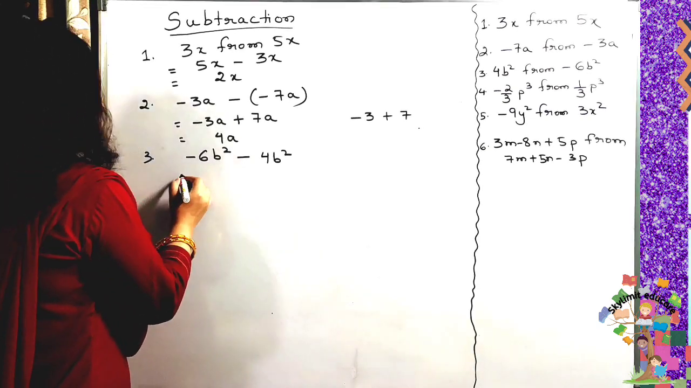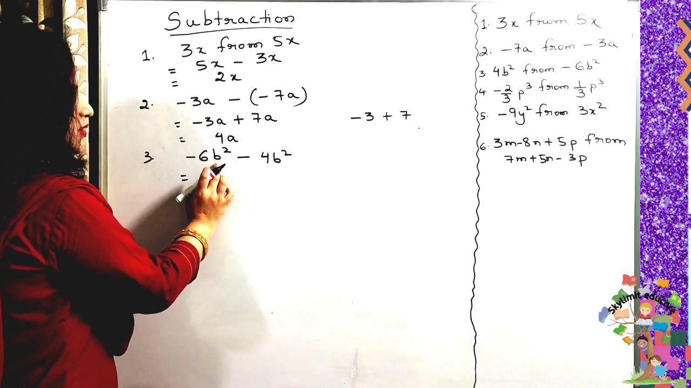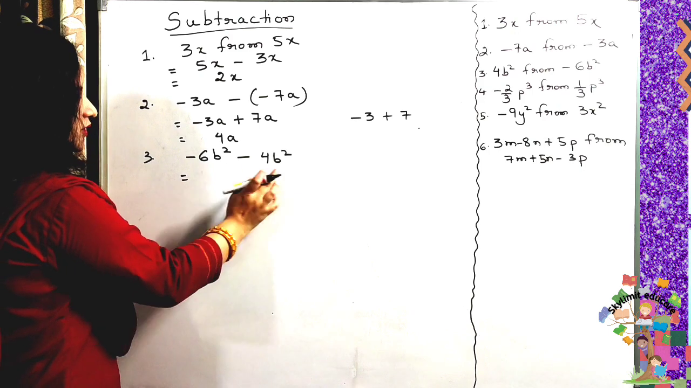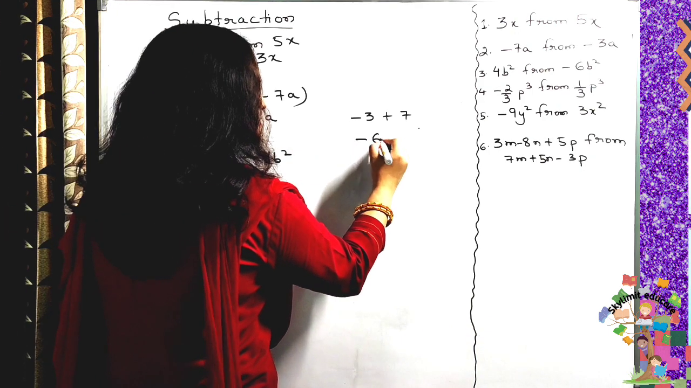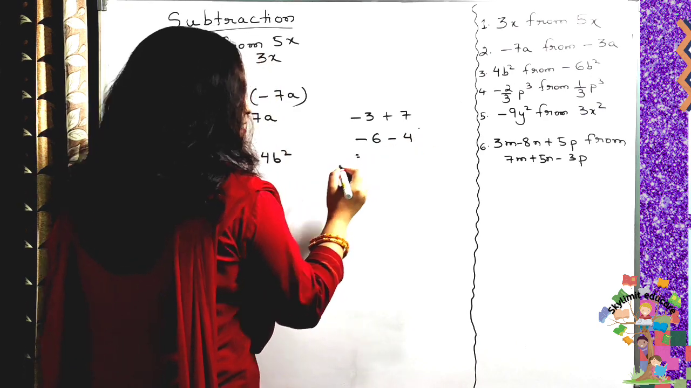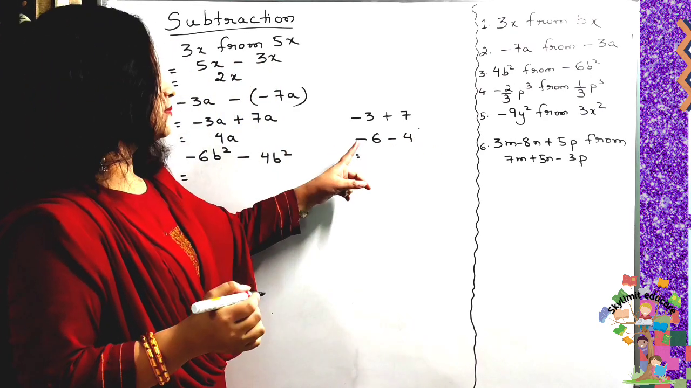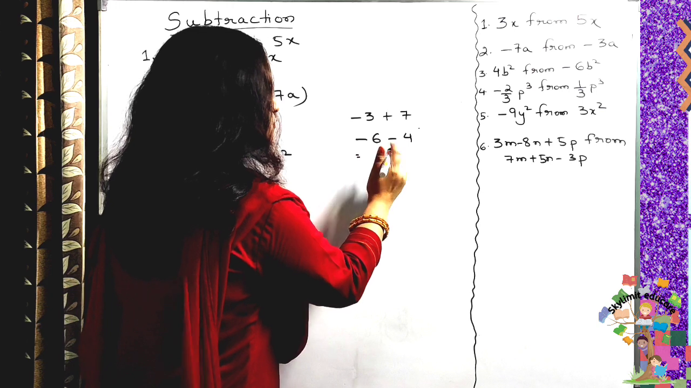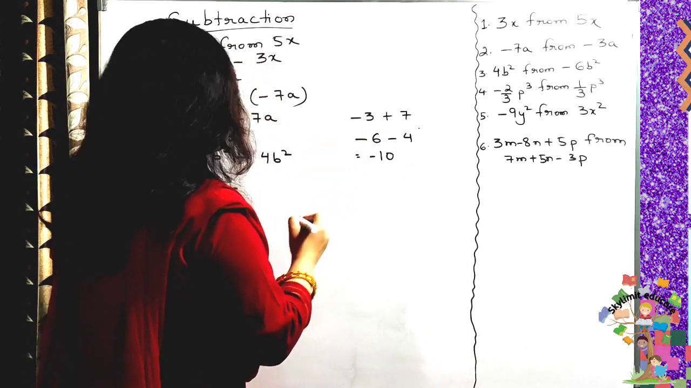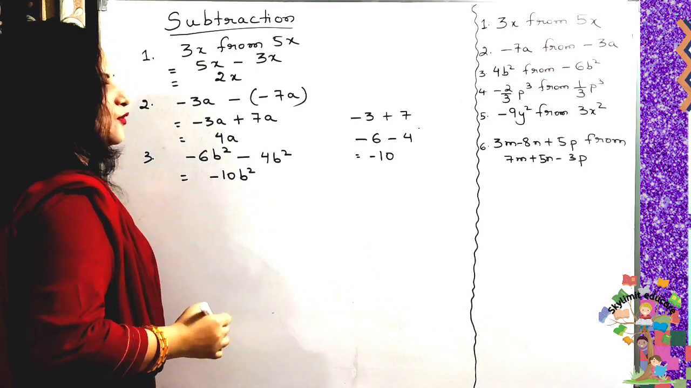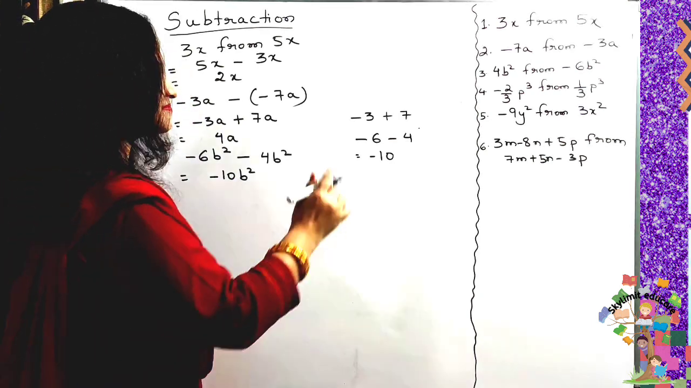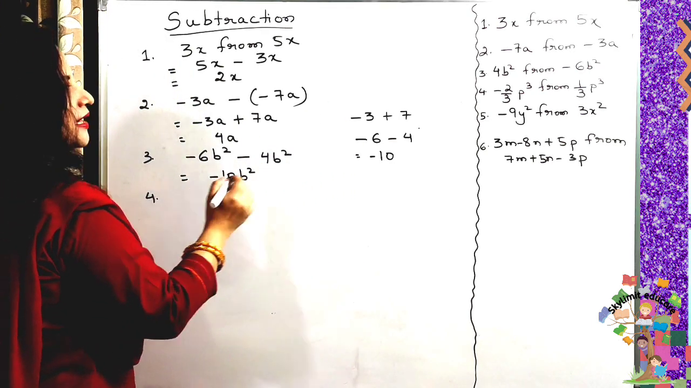Okay. Now both are like terms. Let's check. Yes, it is also having b square. Both are like terms. Now what is the number part? Number part is minus 6 minus 4. Addition and subtraction of integers: when both the numbers are negative, add them. 6 plus 4, 10, and give a minus sign. So the answer will be minus 10, and then write the literal coefficient. Right? Let's come to the fourth question.